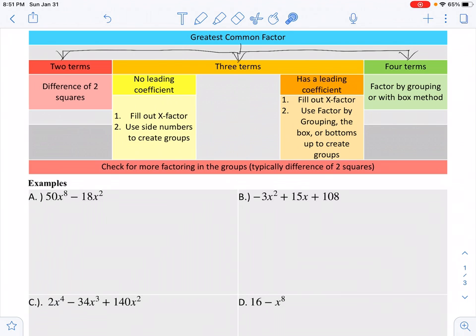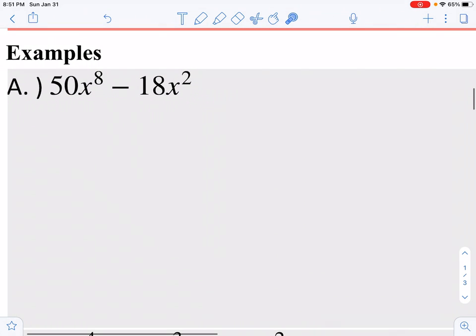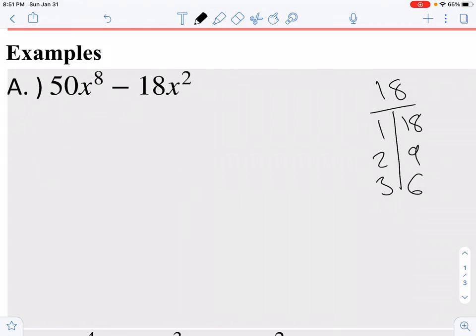So let's jump into the first one. The first one, we're going to look for greatest common factor. In example A, between 50 and 18, we want to know, is there a greatest common factor? I always take my smallest number and I can list my factors. So I have 1 and 18, 2 and 9, 3 and 6. And I want to know what's the largest of that group of numbers that will go into all of my terms.